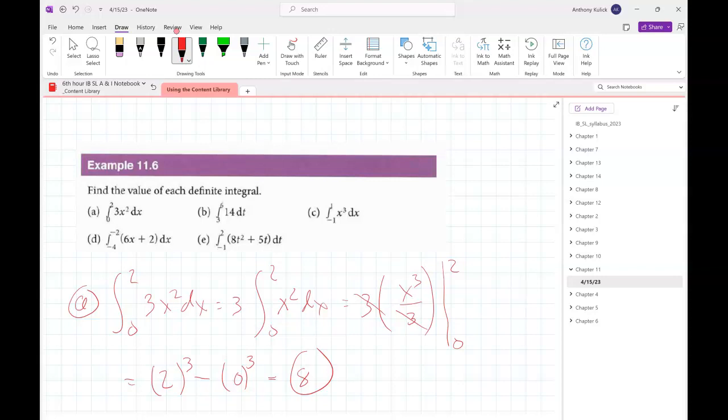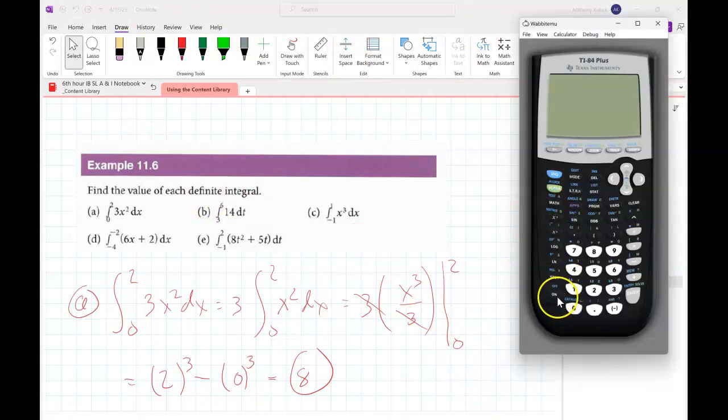Want to see something wonderful? Yeah. You can do this on your calculator. So if you have your calculator with you and you'd like to follow along, let's just kind of show you how we can do that.